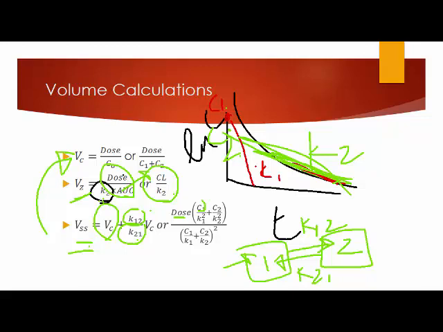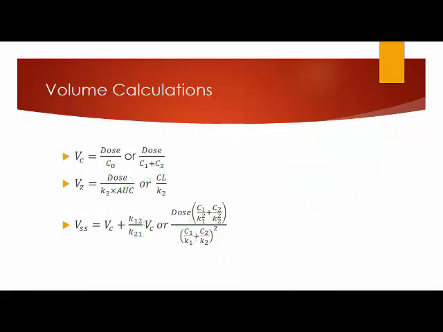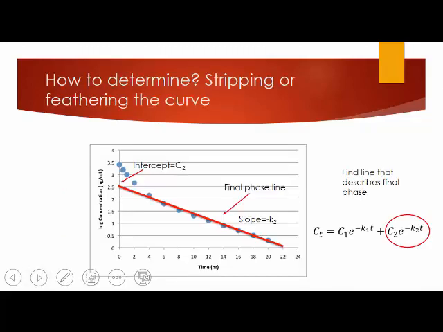Or you can say dose over C1 over K1 squared plus C2 over K2 squared, that is, intercept over slope for your first compartment, plus the y-intercept for your second compartment over the slope of your second compartment, that whole thing squared. So there's a couple ways you can figure out your volume of distribution at steady state, but the fact is that once you have your micro and macro constants, you can determine all of these volumes. That's it for that.